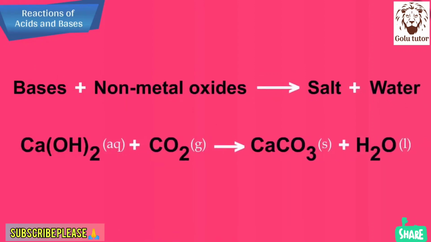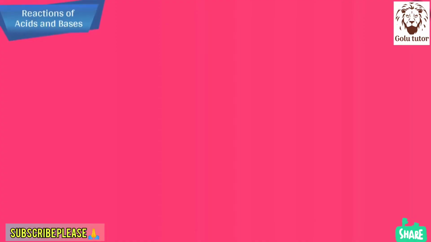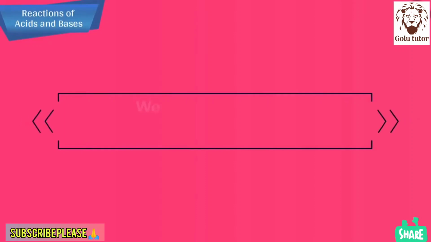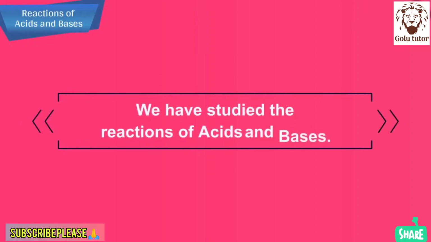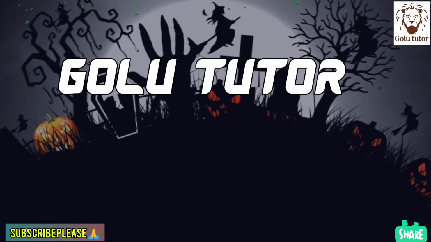For example, calcium hydroxide, which is an alkali, reacts with carbon dioxide, which is a non-metallic oxide, to form salt and water. Friends, in this video, we have studied the reactions of acids and bases.